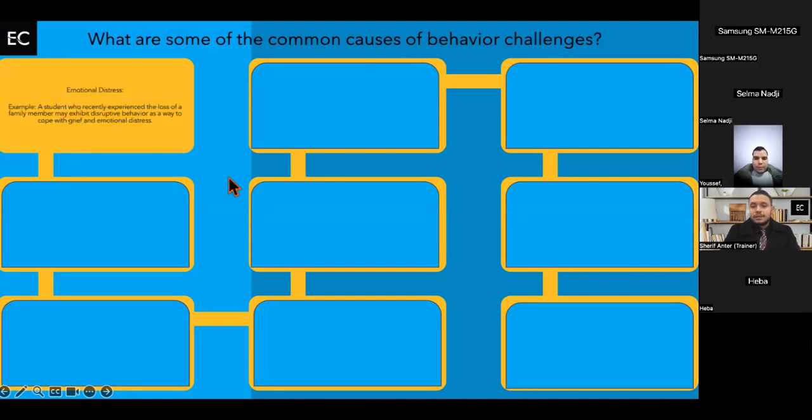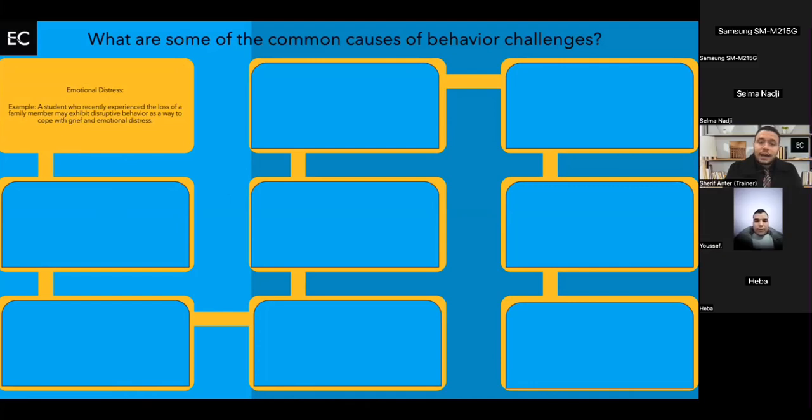So the first one is emotional distress, right? Students can have some emotional experiences, maybe not in the classroom, but outside of the classroom. So maybe they lost a member of their family and they feel very upset and very frustrated because of that, and they take that with them to the classroom, right?